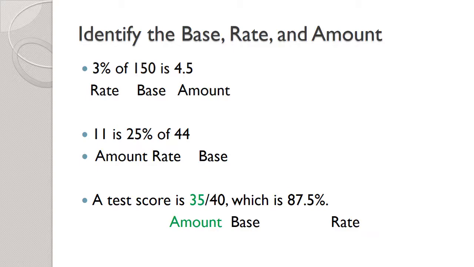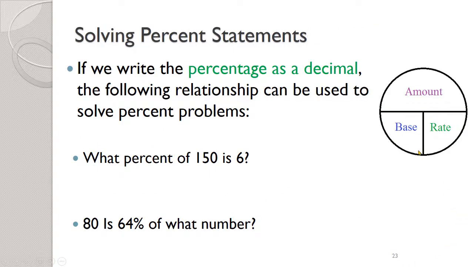Every percent problem has those three numbers in it. And the key is that the base, rate, and amount are always related by the same relationship, kind of like our force, torque, and lever arm circle. As long as we know two of those three, we can find the third one. The key is that our rate always has to be entered in decimal form when we use this circle. So let's answer a couple of questions here.